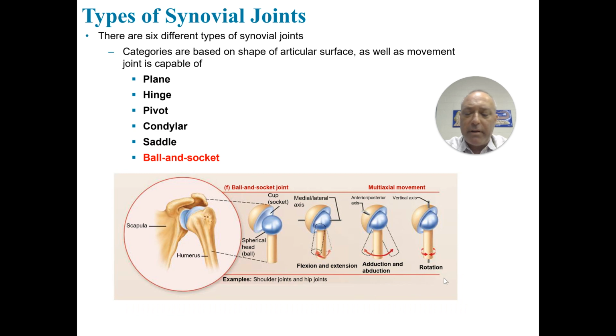And then finally, ball and socket. These are much larger joints. They are multi-axial movement, which means you can have flexion and extension, adduction and abduction, as well as rotation. And the glenohumeral joint of the humerus and the scapula, ball and socket, is a good example.